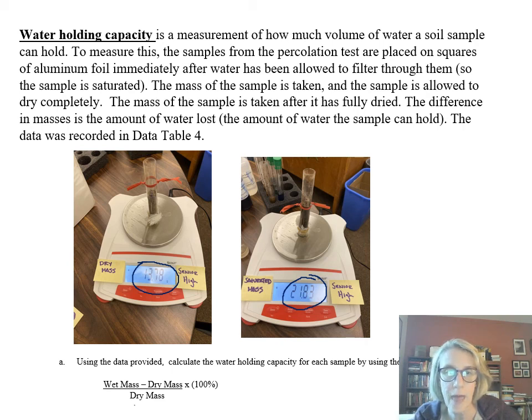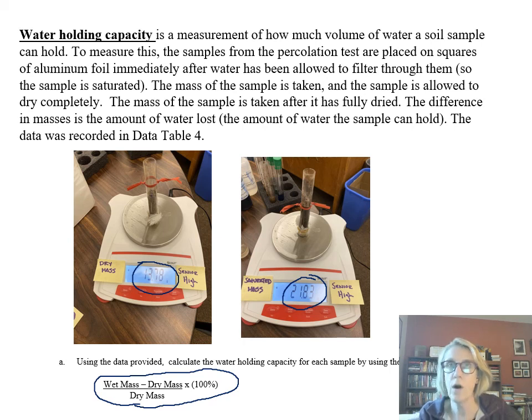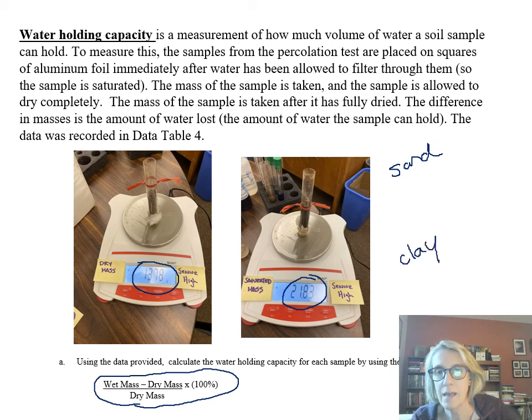And you can write that as a percent by doing wet mass minus dry mass. That gives you the difference, the amount of water, over the dry mass, times 100. And that will tell you how much water that particular sample can hold. You can think to yourself, if we were to compare sand and clay, sand is probably not going to hold too much, right? It's going to run through. Clay, while it's not very permeable, once it does get saturated, it's going to hold that water for a long time, and it's going to be better able to conserve that water.